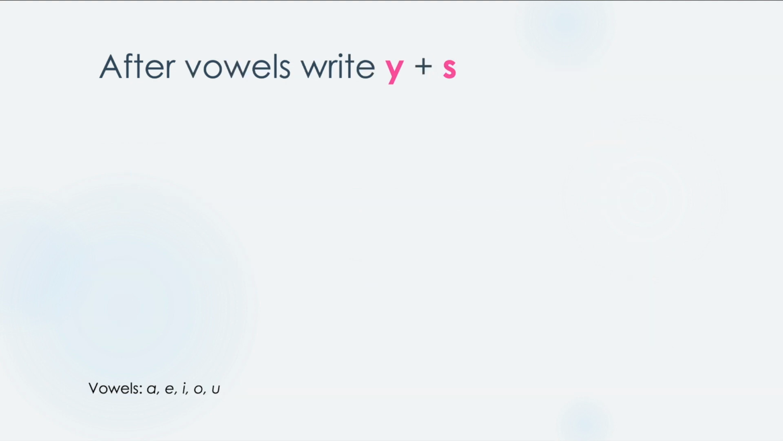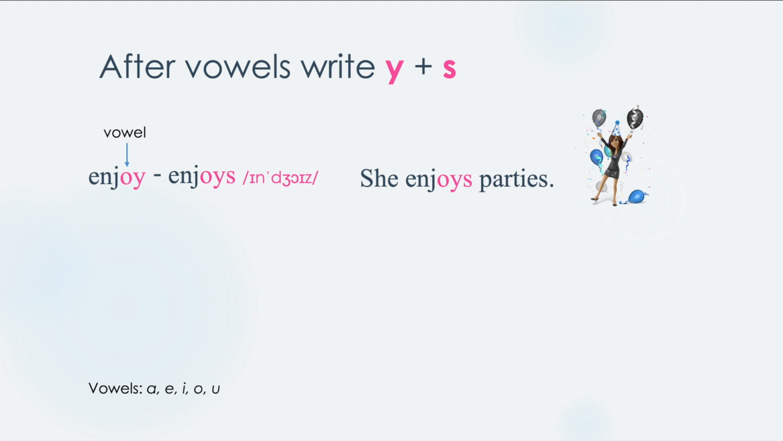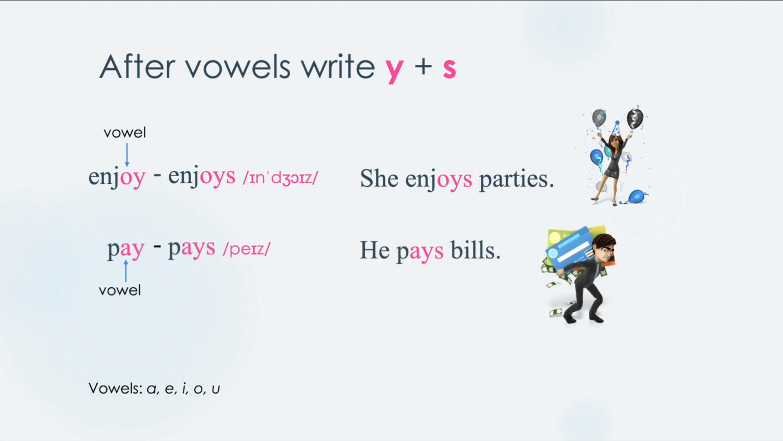After vowels, write y plus s. Enjoy, enjoys. She enjoys parties. Pay, pays. He pays bills.